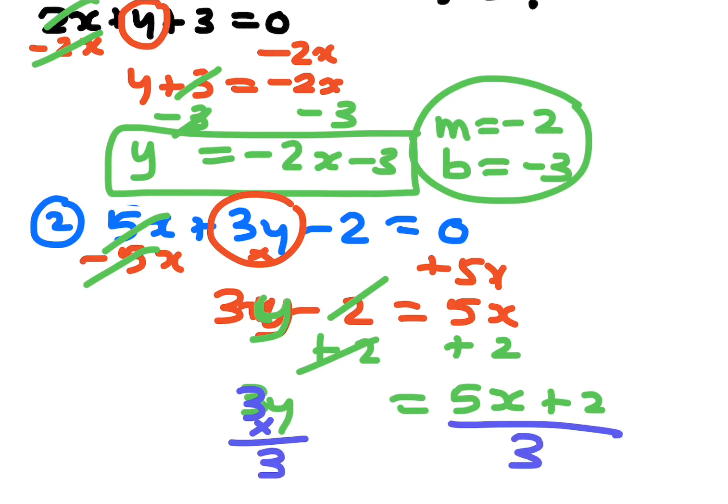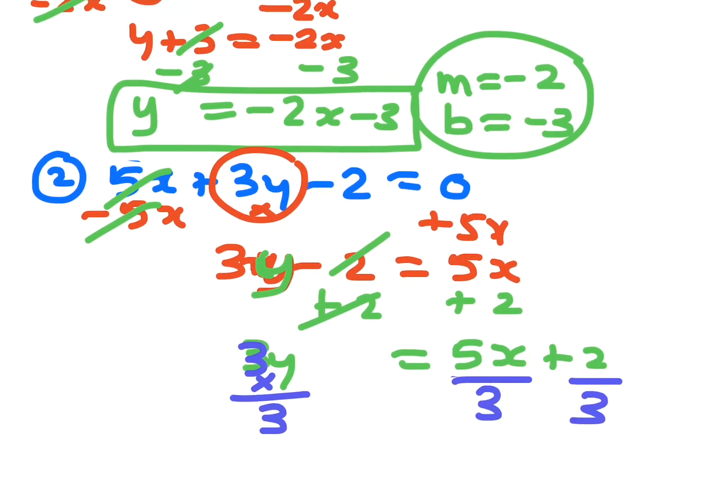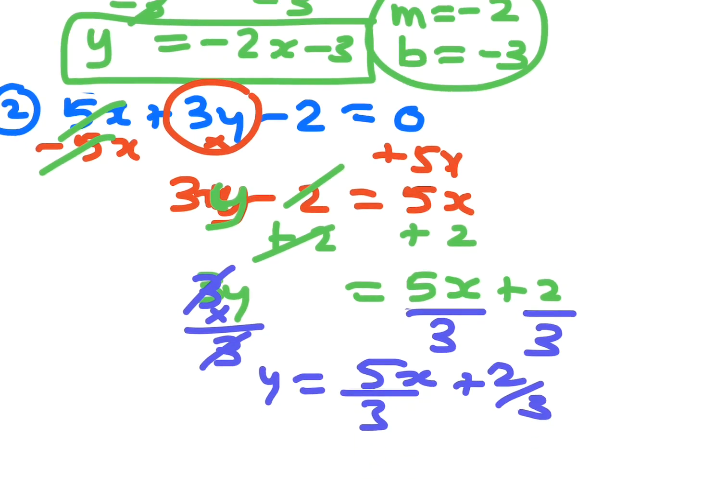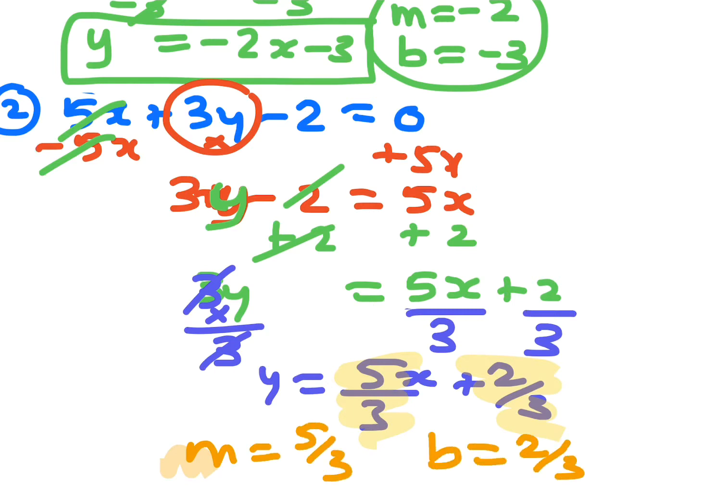Now you could put it all over 3, but it actually won't tell you much because you can't read the gradient and the y-intercept. So what you do is you divide everything by 3 and you do it separately. And that way the 3s will go out. y is minus 5x over 3 plus 2 on 3. It just makes life a lot easier when you're trying to read off the gradient and the y-intercept. So the gradient will be minus 5 on 3, and the y-intercept would be 2 on 3.